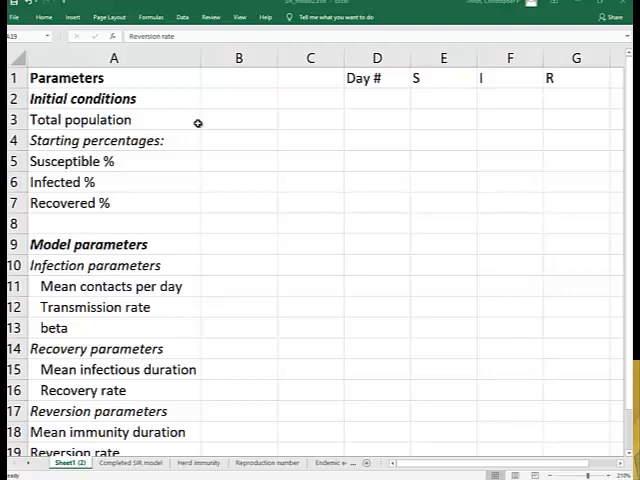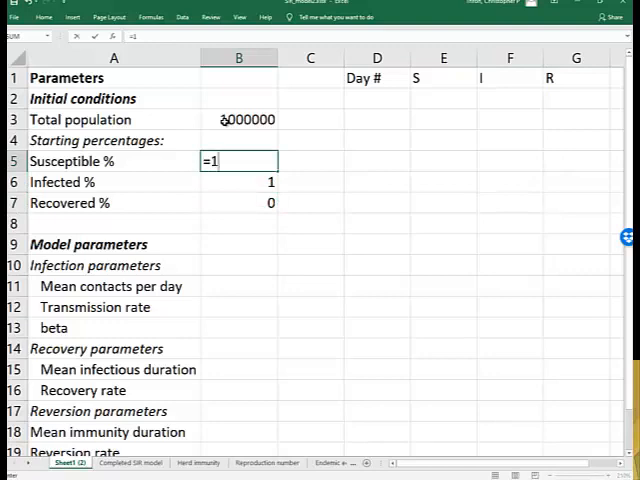Let's start out with some parameter values. I'll begin with a total population of 1 million people. For my starting percentages, I'm going to leave this for a moment, and I'll say my infectious should be 1%, and my recovered should be 0%. And my susceptible should be chosen so that the sum of these three numbers is equal to 100, because I need 100% susceptible plus infected plus recovered.